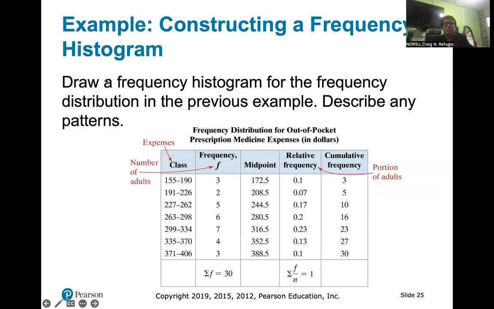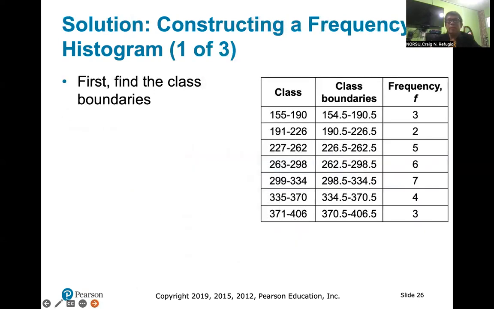We have here: draw a frequency histogram for the frequency distribution in the previous example. Describe any patterns. So we have the class, the frequency, the midpoint, the relative frequency, then the cumulative frequency. This is actually the given, and then we are going to modify that. So, constructing a frequency histogram, we need only the class boundaries and then the frequency.